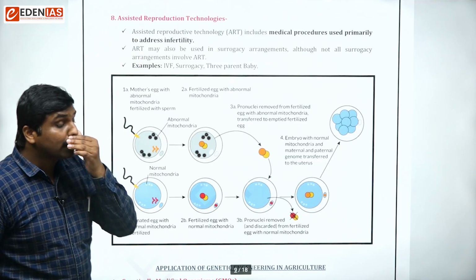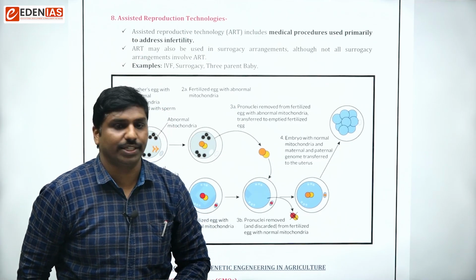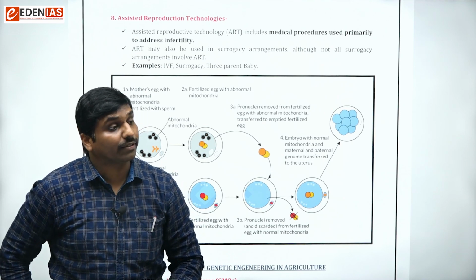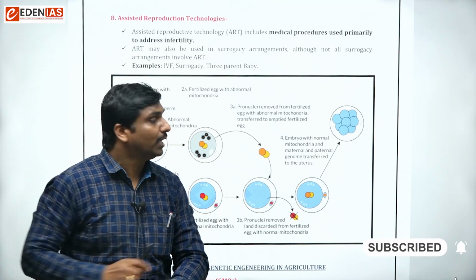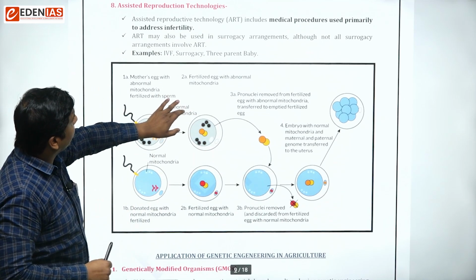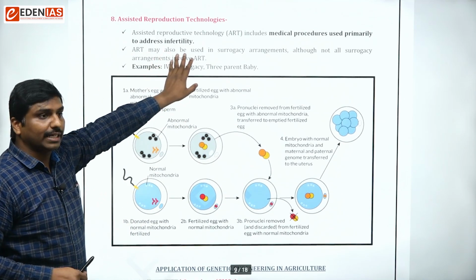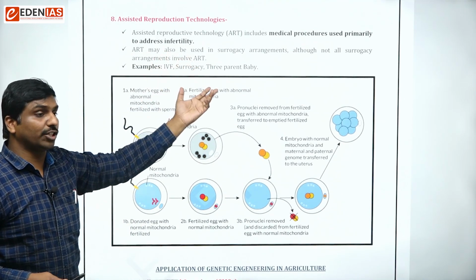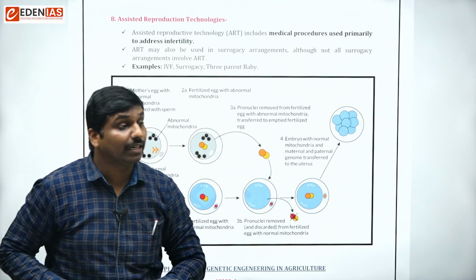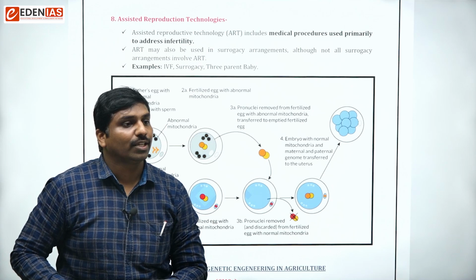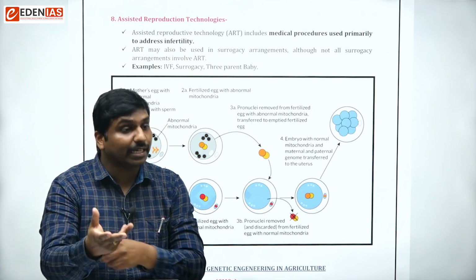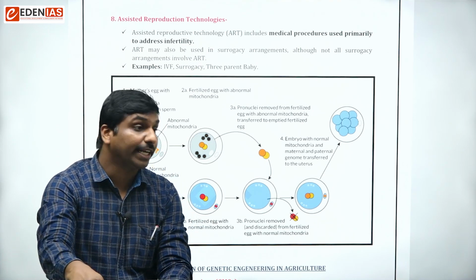We have some assisted reproductive technologies. In assisted reproductive technologies, we can also use genetic engineering. There are things like in vitro fertilization. In vitro fertilization means we go for fertilization in the lab. Fertilization that happens in the lab is nothing but in vitro.